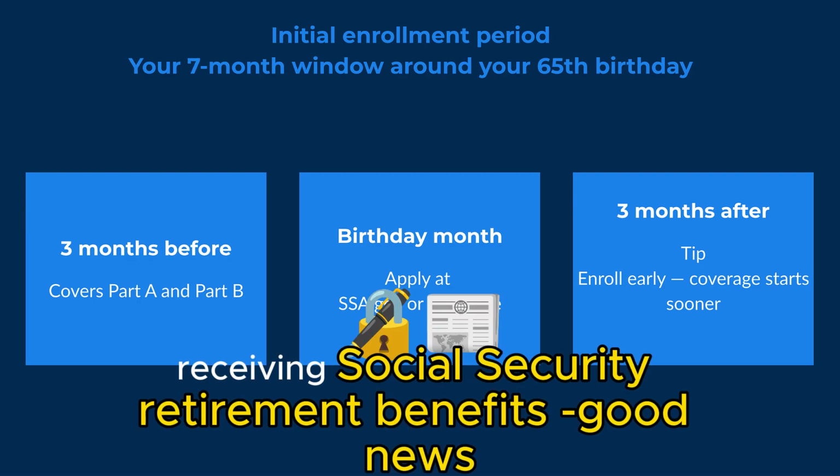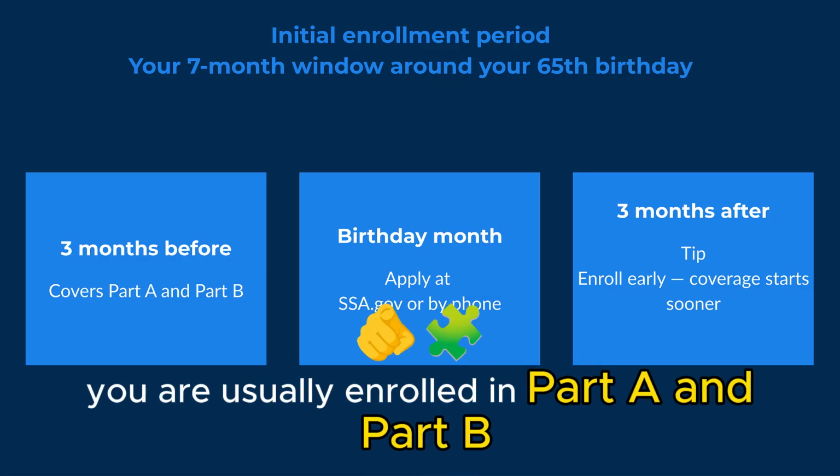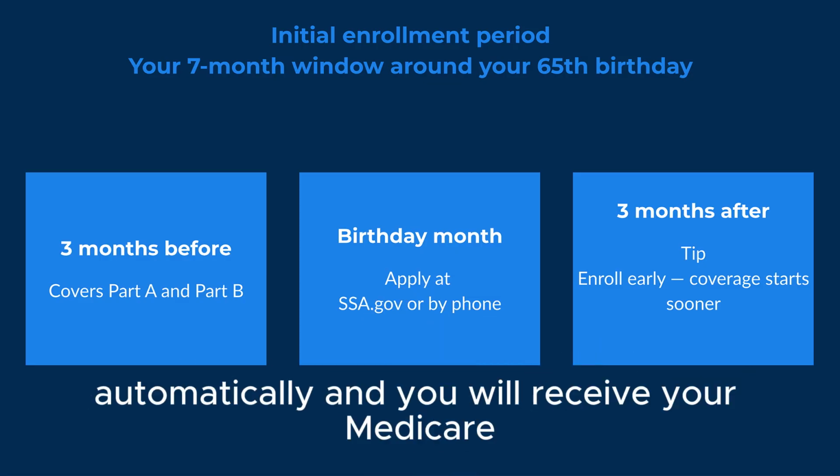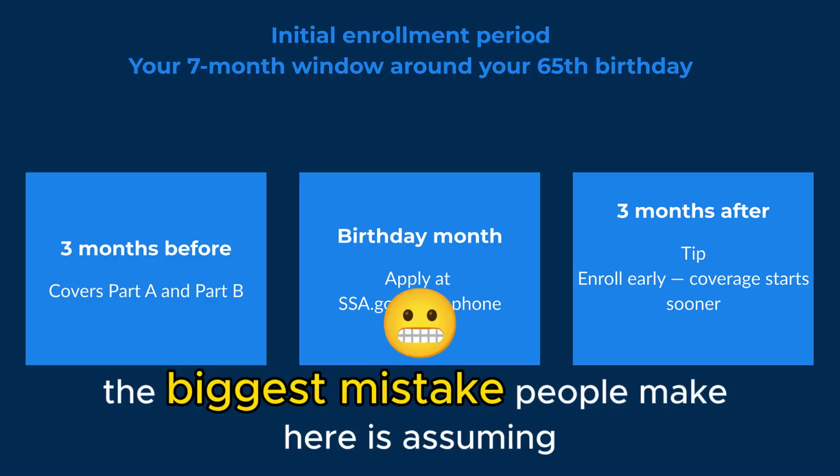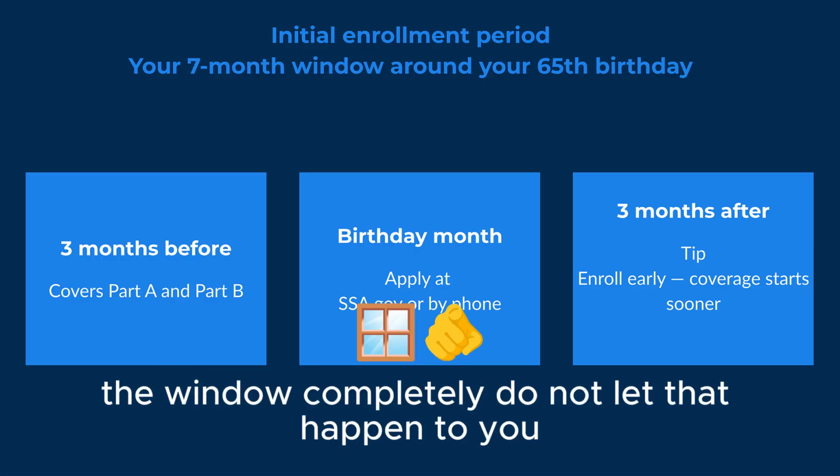If you are already receiving Social Security retirement benefits, good news, you are usually enrolled in Part A and Part B automatically, and you will receive your Medicare card in the mail about 3 months before your 65th birthday. The biggest mistake people make here is assuming they have plenty of time and then missing the window completely. Do not let that happen to you.